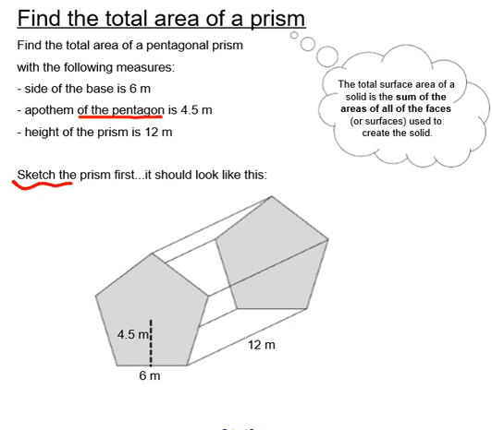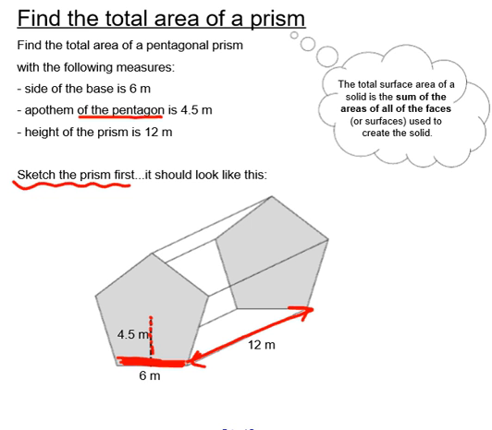So first you should sketch your prism. The side of your base here is 6. The apothem of the pentagon is this measure, that's 4.5. And the height of the prism is the distance between the two bases.